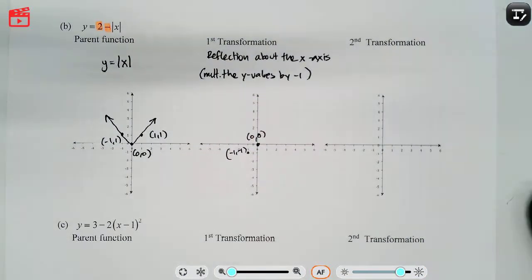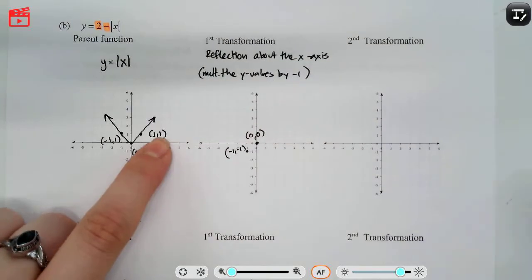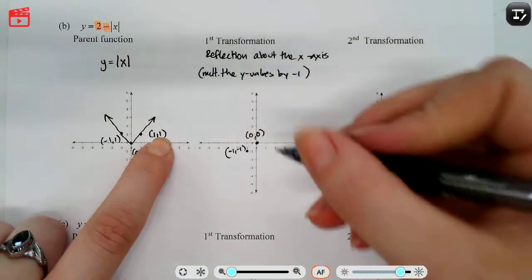Let me get a drink of my coffee here real quick. And then multiplying the other y value by negative 1, we'll get 1, negative 1.